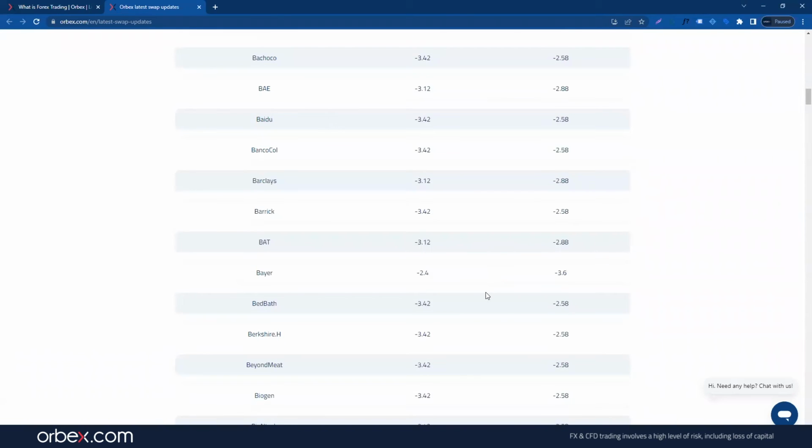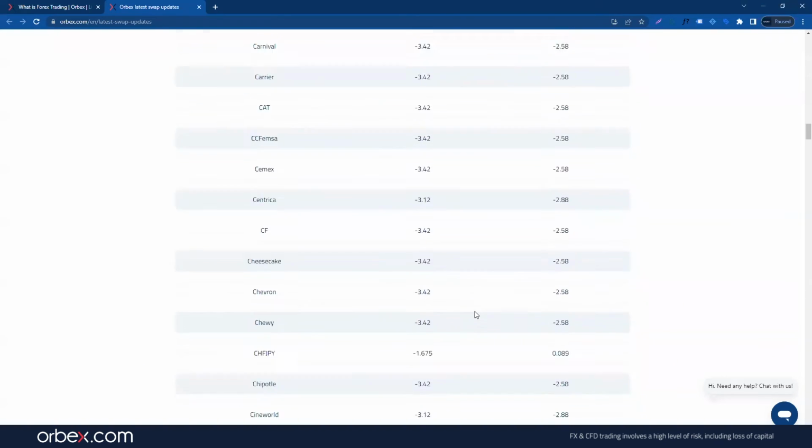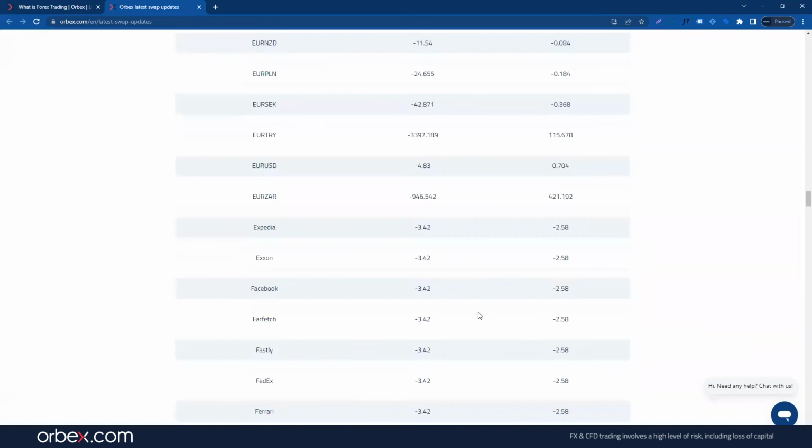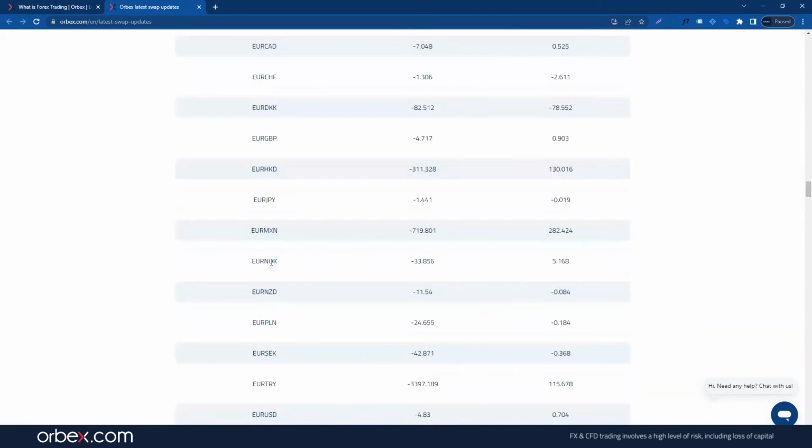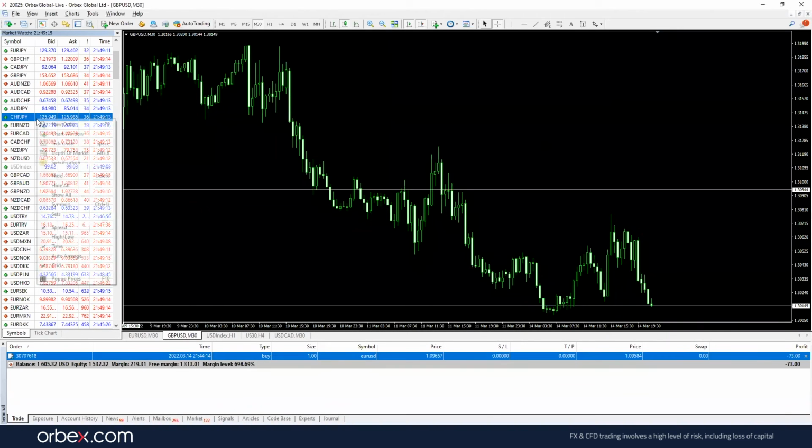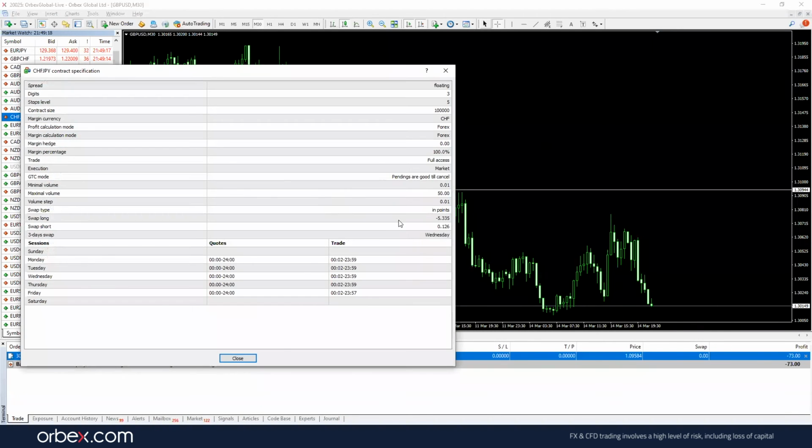But as I said, not all of the instruments that we offer have a minus on them. For Euro, Norwegian Krona, 5.168 plus. So just have a look at what is available on our website, and also the MT4 specifications if you don't have time to access the website and you've just got the MT4 platform available.